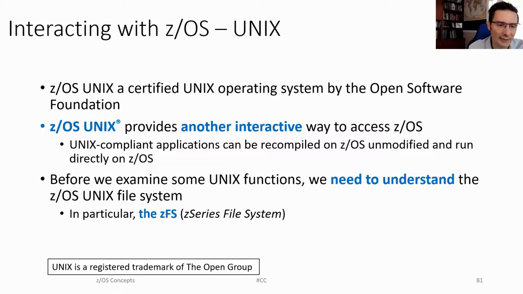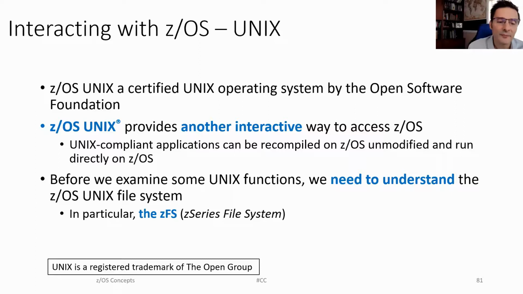Now let's talk a little bit about zOS Unix. So we talked about that zOS Unix is a certified Unix operating system by the Open Software Foundation. And this is just another way of interacting with zOS. And you can run Unix applications directly on zOS. So before we talk about the Unix environment, we have to talk about the file system that Unix uses, because Unix doesn't use this idea of what we just talked about, data sets. They have Unix files and a traditional hierarchical directory.